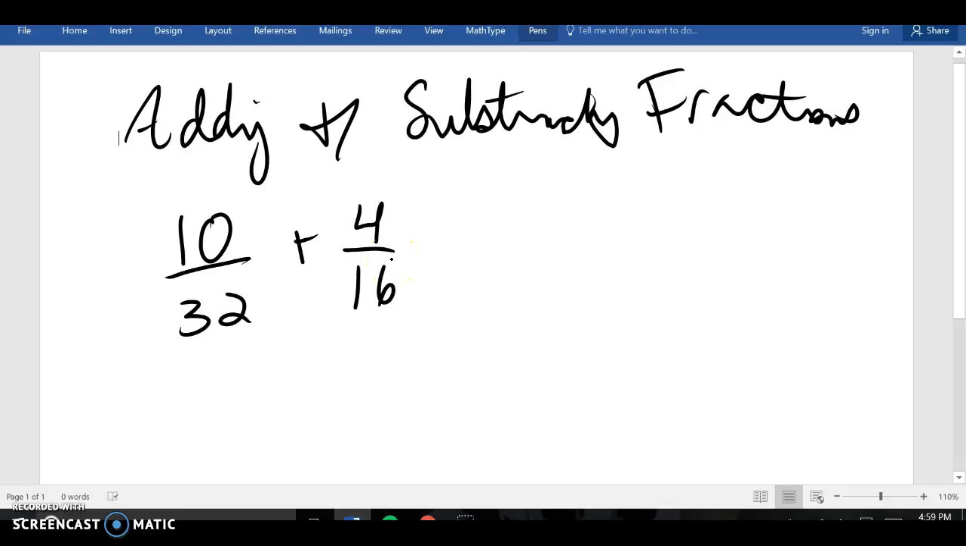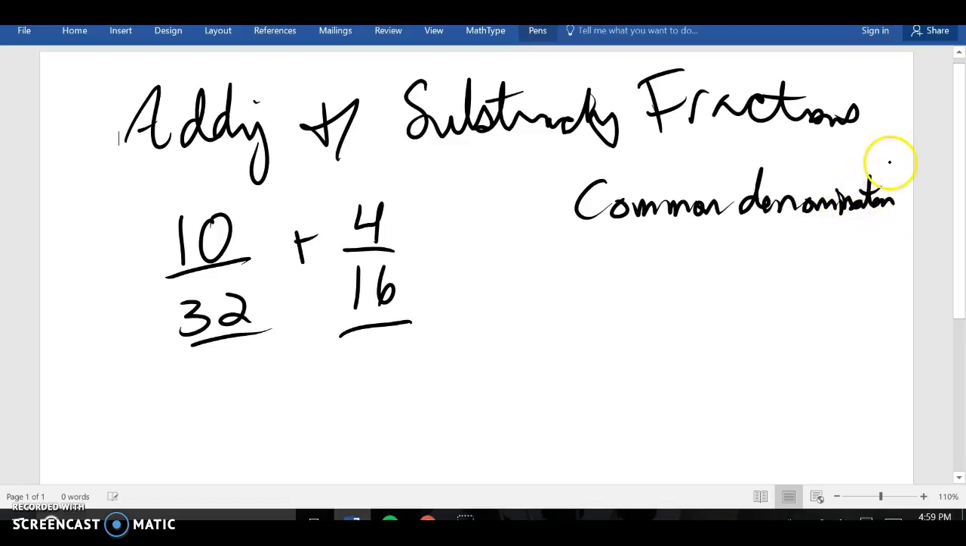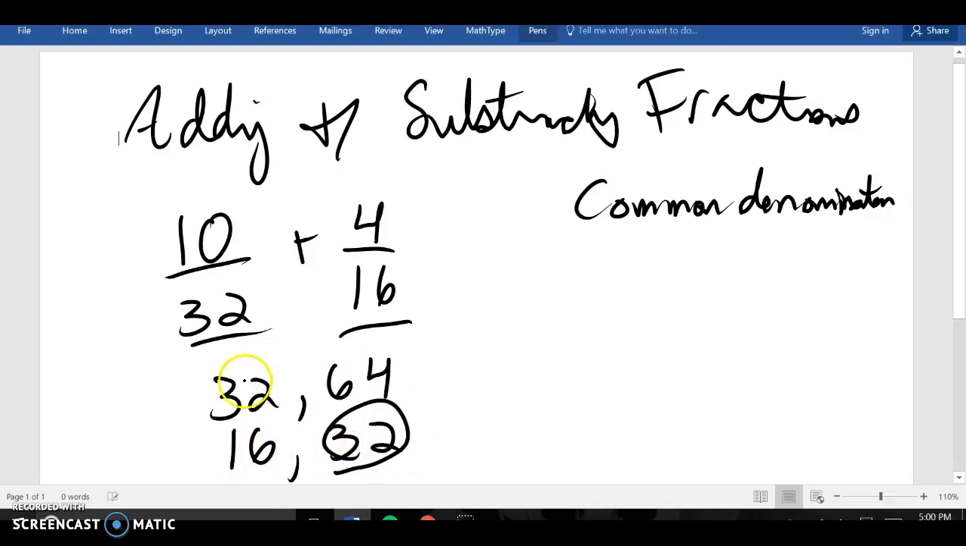Okay, so with adding and subtracting fractions, we need to remember that we need to find a common denominator. That's our first step. So you can either do this with lists of multiples, which seem to be a favorite among you guys, or you can do the ladder method, whichever you prefer. So we're going to do this. Oh look, first thing they have in common is 32, which is nice because one fraction we don't have to change, and one we do. So we've got 10/32, that one stays the same.